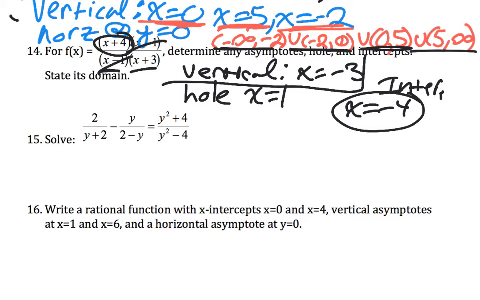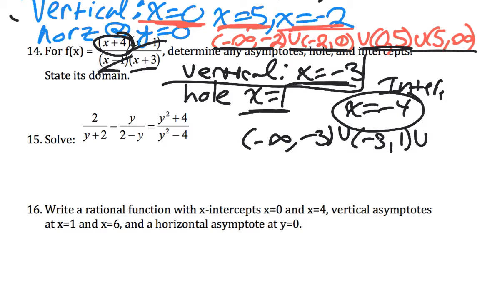And then the domain, we jump over the vertical asymptote and the holes, so that's 2, so we should have 3 groups. So -infinity to -3, or -3 to 1, or 1 to positive infinity.